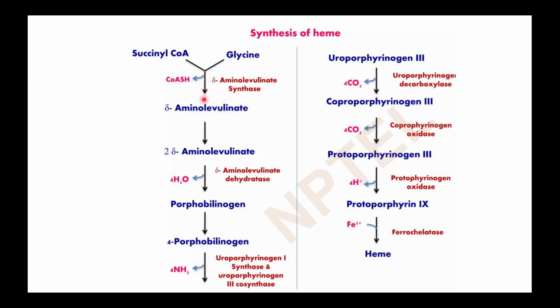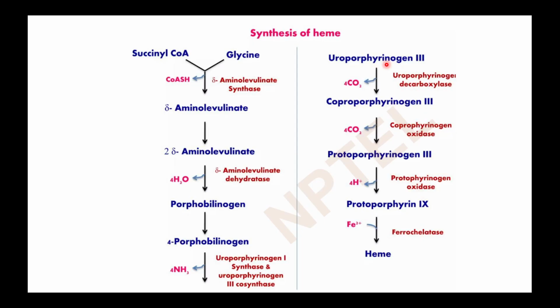The condensation of both results in delta ALA, which will then form the pyrrole ring structure in the porphobilinogen. Then one porphobilinogen has one pyrrole ring structure. So four such molecules will come together to make the porphyrin ring structure, the basic structure of porphyrin.